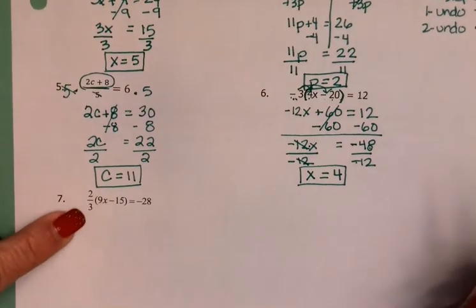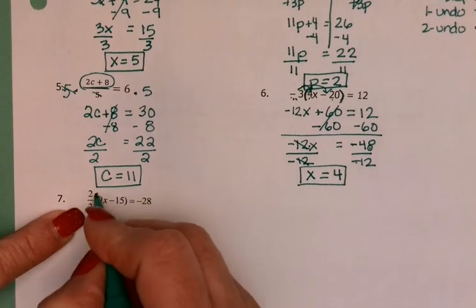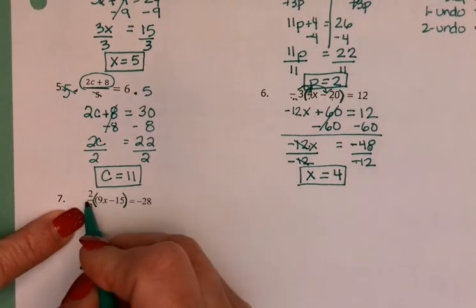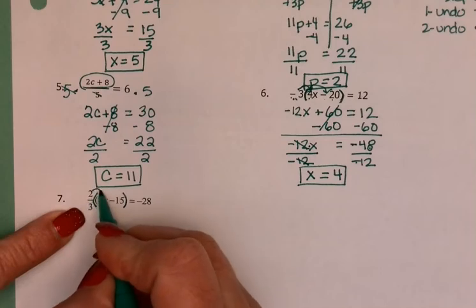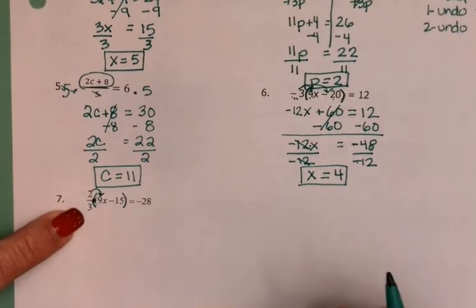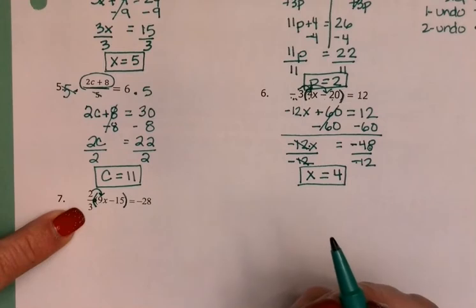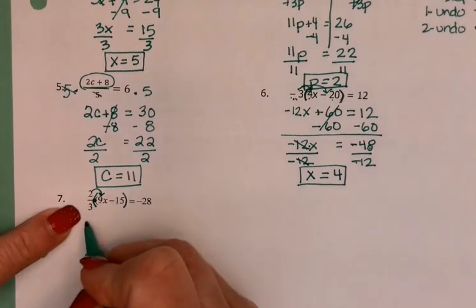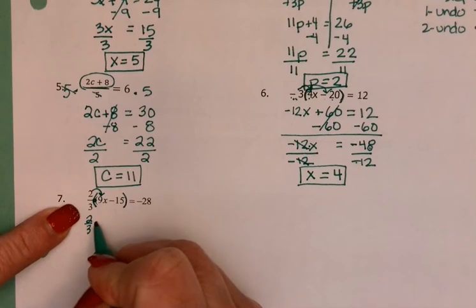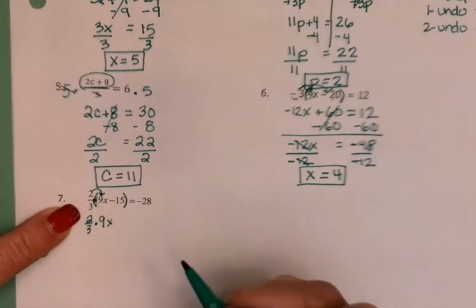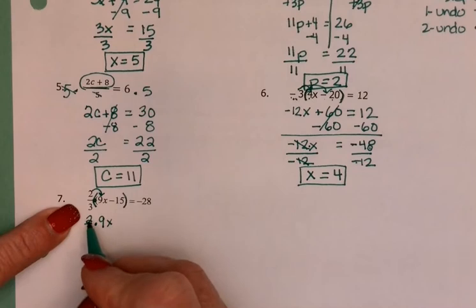Number 7 is also distributive property. You have a number and you have a set of parentheses, which means you're going to take the number and distribute it by multiplying, because that's 2/3 times the quantity inside the parentheses. So we will say 2/3 multiplied by 9x, and you can use your calculator to do this. You could say 2 divided by 3 times 9, or you could say 2 times 9 is 18, divided by 3 gives you a 6x.